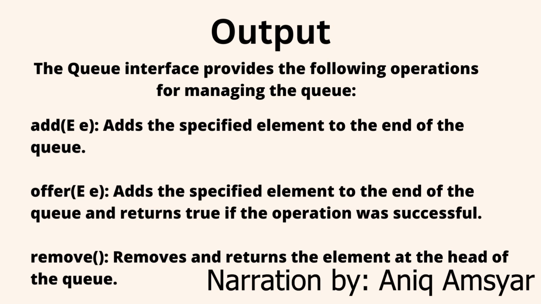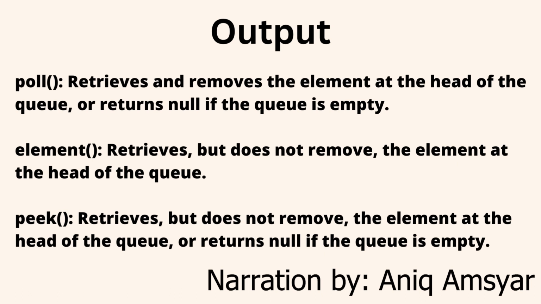The Queue interface provides the following operations for managing the queue. add(e) adds the specified element to the end of the queue. offer(e) adds the specified element to the end of the queue and returns true if the operation was successful. remove removes and returns the element at the head of the queue. poll retrieves and removes the element at the head of the queue or returns null if the queue is empty. element retrieves but does not remove the element at the head of the queue. And finally, peek retrieves but does not remove the element at the head of the queue or returns null if the queue is empty.